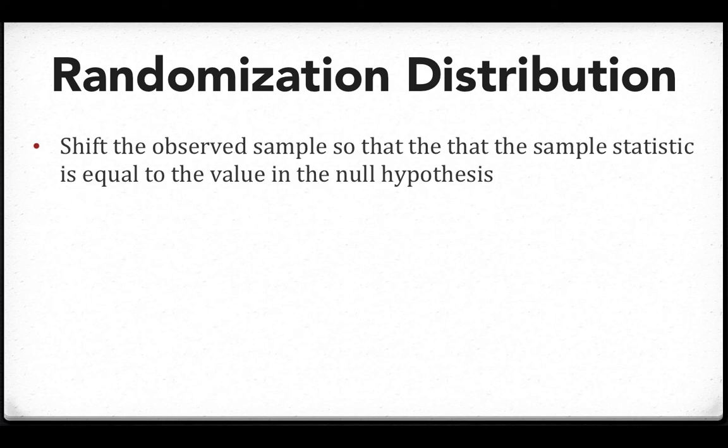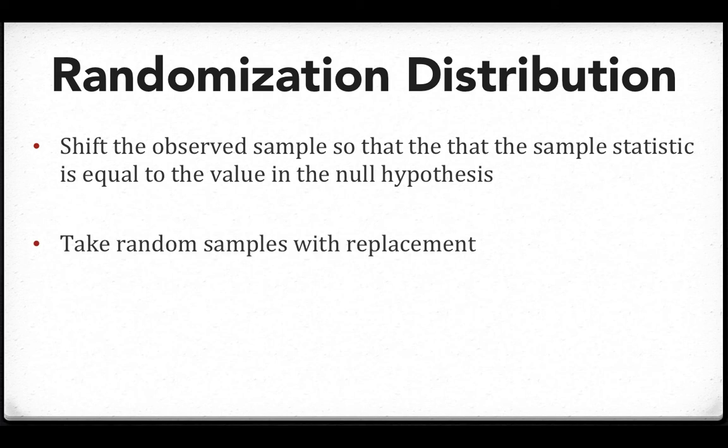Now, let's look at randomization distributions. When constructing a randomization distribution, we shift the observed sample so that the sample statistic is equal to the value in the null hypothesis. Then, we take random samples with replacement. This is similar to bootstrapping. The only difference is that before we take those samples with replacement, we first shift the observed sample so that the sample statistic is equal to the value in the null hypothesis. This distribution can be used to determine the p-value.